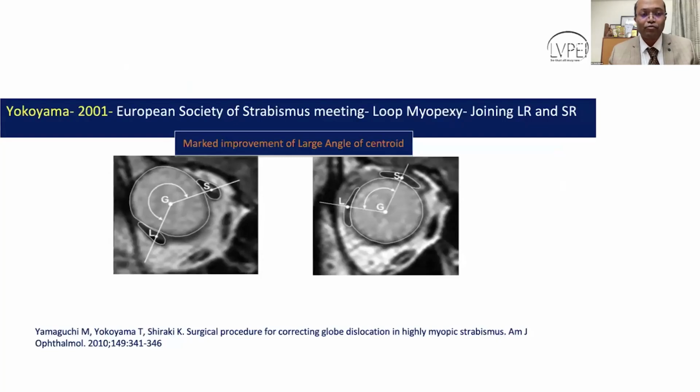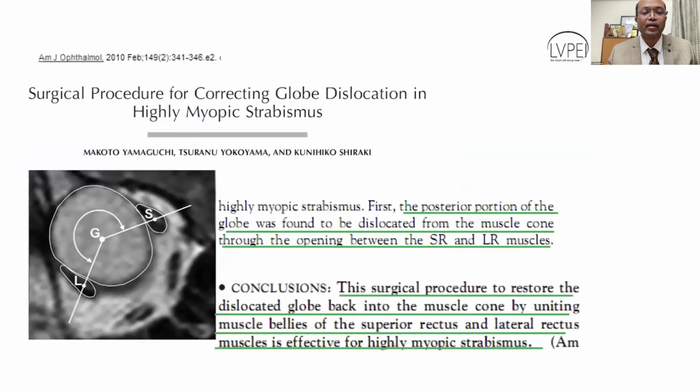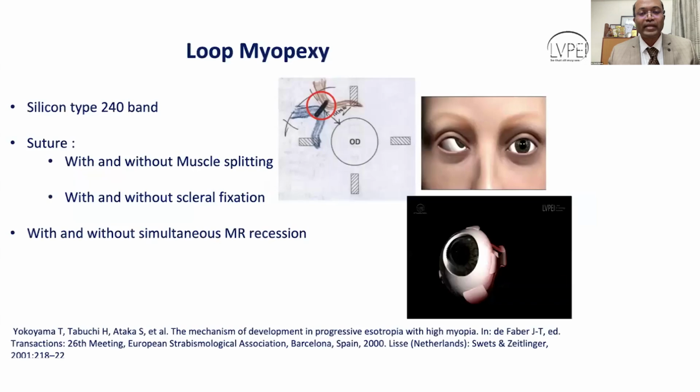Yokoyama in 2001 presented this technique and showed amazing outcomes in one of the largest series, that loop myopexy is the procedure of choice to take care of myopic strabismus fixus, especially the esohypotropia complex. So what is basically loop myopexy? Loop myopexy is a kind of looping of the two muscles together, either by using sutures or silicone bands.